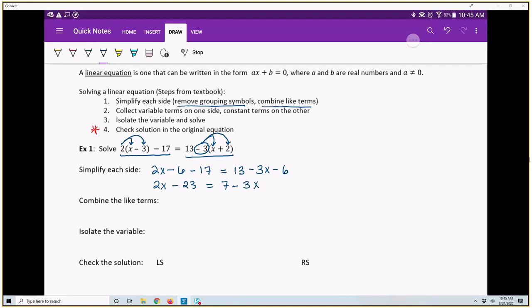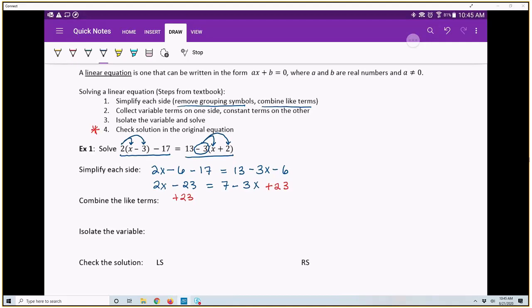Now I want to do step 2. I want to collect variable terms on one side and constant terms on the other side. And I know that whatever I do on one side of my equation, I have to do to the other. So here, I think I want to add 23 because I have minus 23. Then when I add 23, these will cancel each other out. That means I also need to add 23 on the right side.